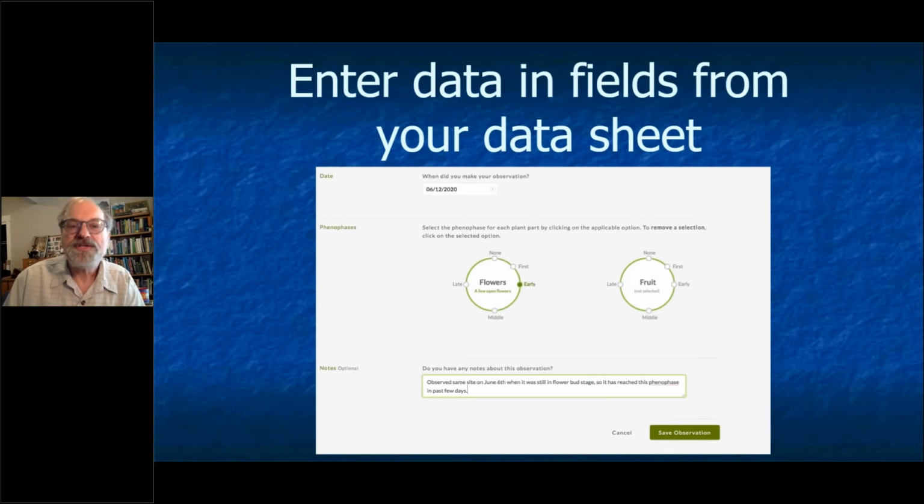And then the other thing you can do, which I think is always really valuable, both for yourself and also for people that are verifying your observation, especially if you're a little bit uncertain about the identification or the phenophase or anything like that, is put in notes in this bottom box. Like this one, I put in this note that, okay, I observed it just a few days ago and it wasn't in flower. So I know it just came into flower the last couple of days. So that lets people know exactly when it came into flower. This is a pretty accurate observation for when this first came into flower.